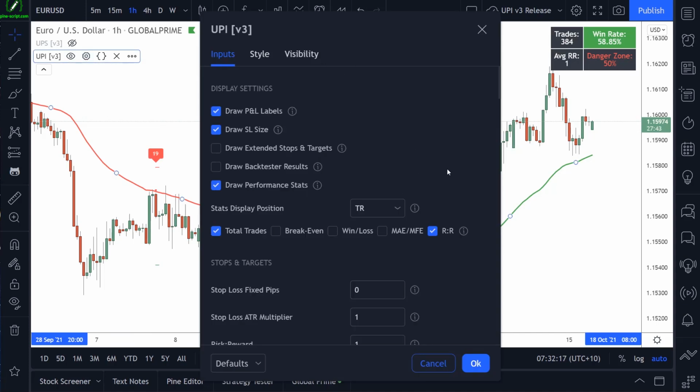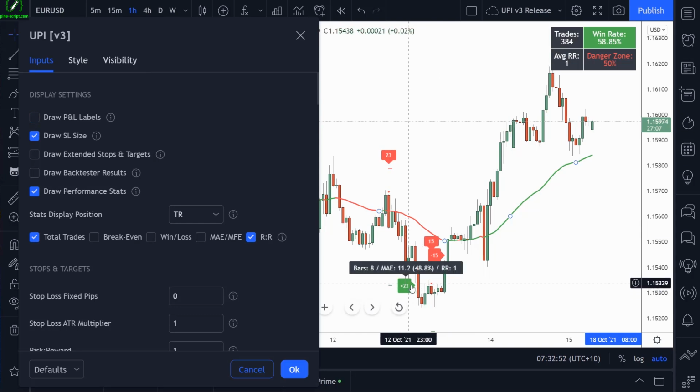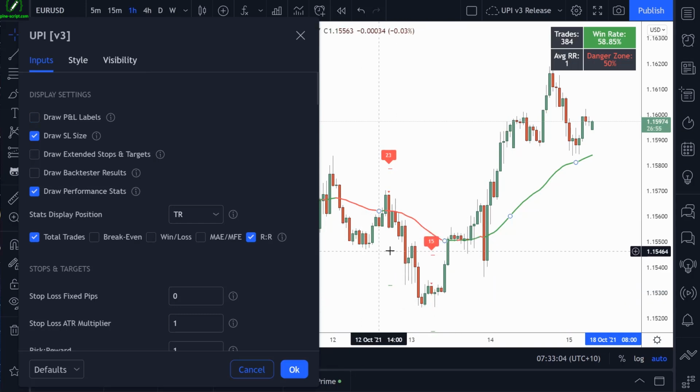And this is with the default settings on. So the first thing to note is that all of the settings are organized into categories. Up the top here, we have our display settings, and all of these settings control what draws onto our chart. So we have draw P&L labels here. This is what controls our profit and loss labels. If I turn that off, these labels go away. And these labels show how many pips the trade won or lost.